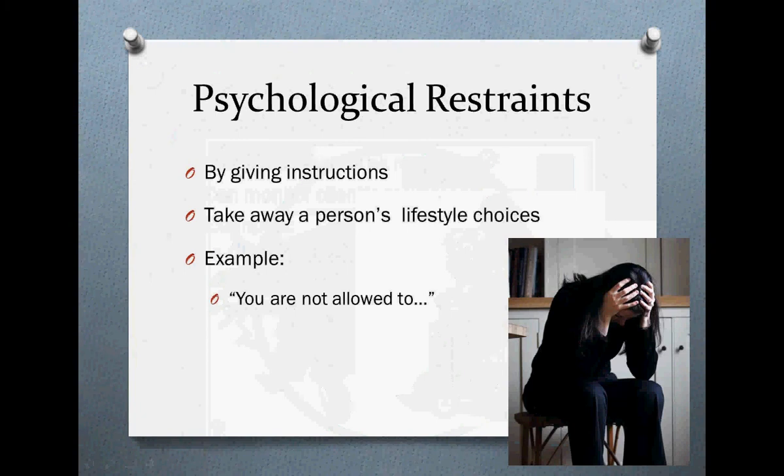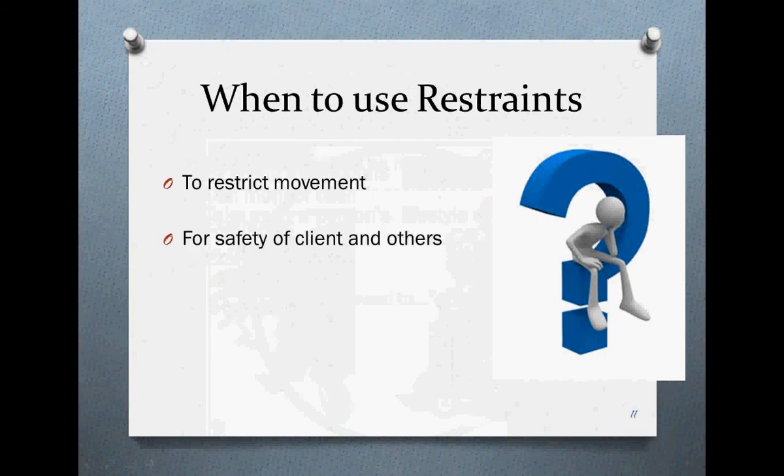This is normally just by giving instructions to a patient. This is more of a less restrictive restraint. Here, for example, a doctor might say that the patient can't move or walk on their own without the assistance of a nurse, or that they cannot get out of the bed. So by saying this, the doctor might be taking away the patient's lifestyle choices, and they will be restricting the patient somewhat psychologically. So when do we use restraints?